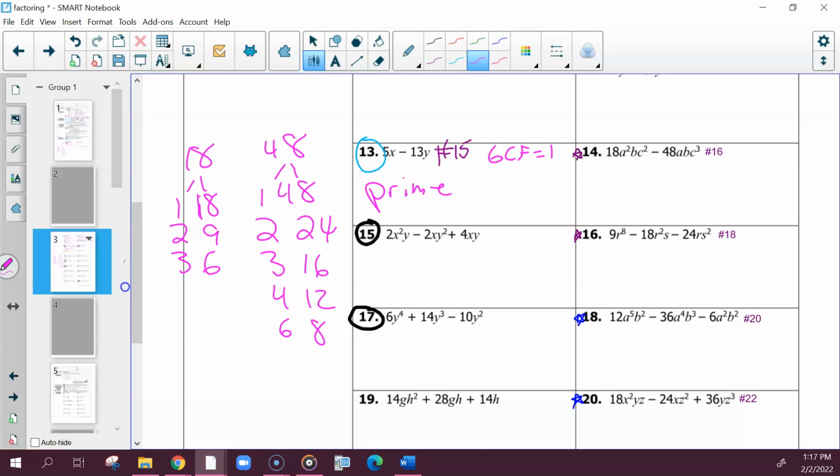So our GCF number would be what? 6. And then can we take out any variables? We're doing which one right now? 14. You can take out none. 1A, 1B, and 1C? So it would be like ABC, ABC, ABC. Could you take out 2 C's? You can take out 2 C's.